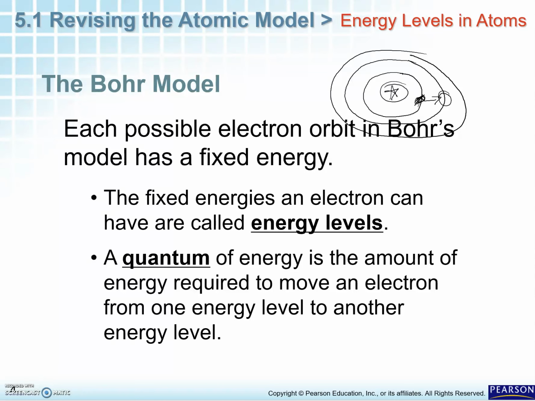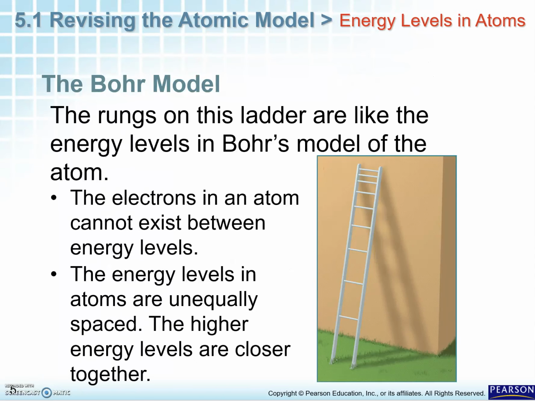The same can be said if it wants to drop down from a higher energy level to a lower energy level. It's going to have a fixed amount of energy required to move that electron from one energy level to another. The best way I can think of to show you how Bohr's model works with this quantized energy is the rungs of a ladder.